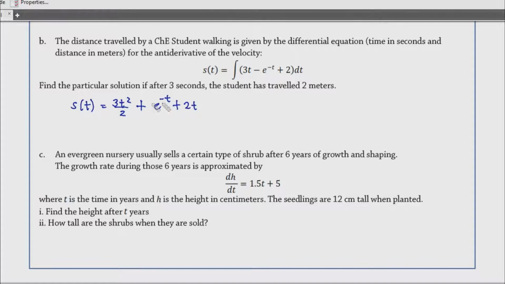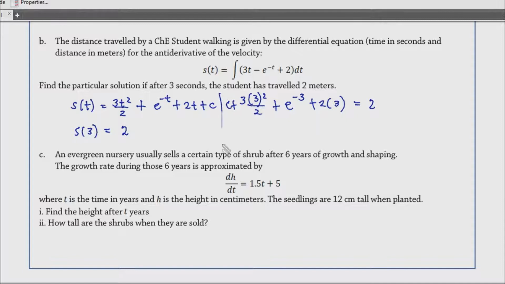Now, if the student has traveled 3 seconds, so that means na from time frame of 0, the duration should have been 0. From 0 to 3, so that is simply 3 seconds. So, if we have s of 3, that is equal to 2 meters. So, therefore, ito yung ating magiging initial condition. So, with this, we have 3 squared over 2 plus e raised to negative 3 plus 2 times 3, which is equal to 2. Okay, so sorry, I forgot to add your c here. So we have plus c.